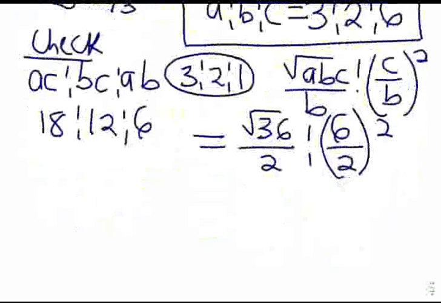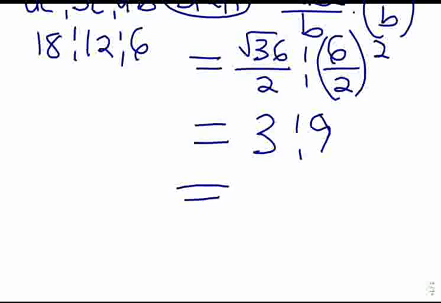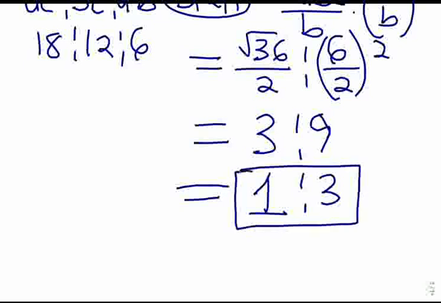So working this math down, the square root of 36 is equal to 6. And then 6 divided by 2 is 3. From this other side, 6 divided by 2 is 3. 3 squared is equal to 9. Now, if we find the ratio of 3 to 9, that is 1 to 3. So the final answer to the question is 1 to 3.